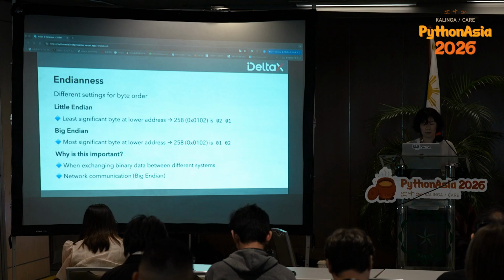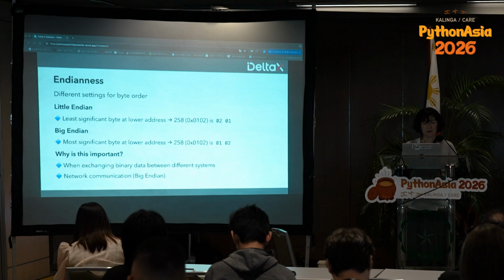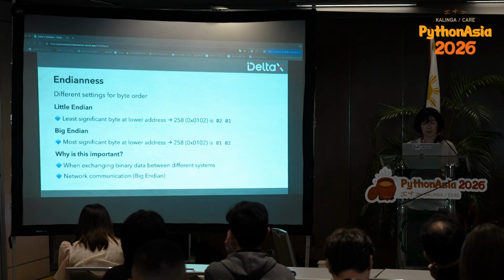Why is this important? When exchanging binary data between different systems or network communication, which uses big endian, you need to pay attention to this. Neither is better than the other. Both exist for historical reasons. By the way, the CPU in my Mac uses little endian.